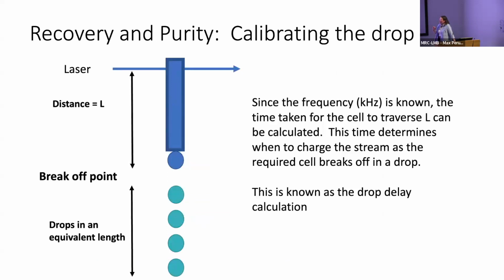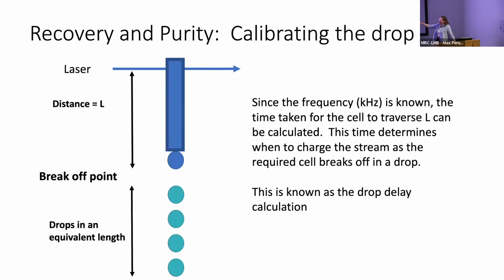A couple of the things that we need to set up when we're QCing and setting up the machines in the morning. One of the most important things is calibrating what's called the drop delay. This is extremely important in making sure that your purity is accurate, that you have the highest possible purity. So we know the frequency. We also can determine the time taken for the cell to traverse that distance before it breaks off and is sorted. And that time determination is when to charge the stream as the required cell breaks off into a drop.